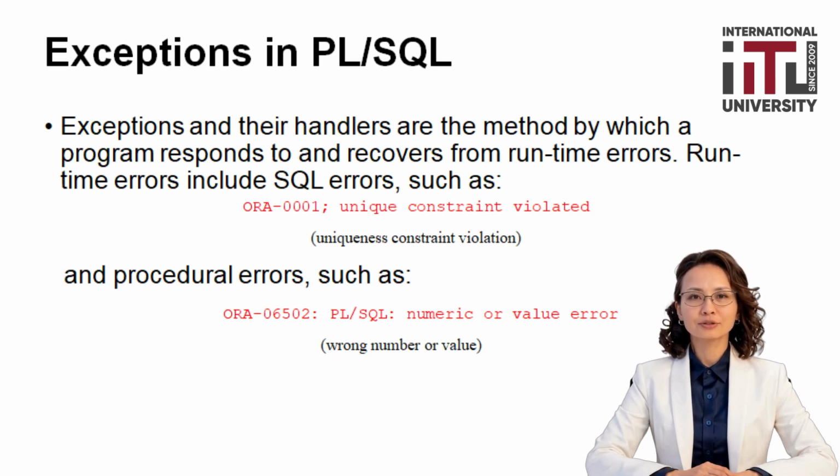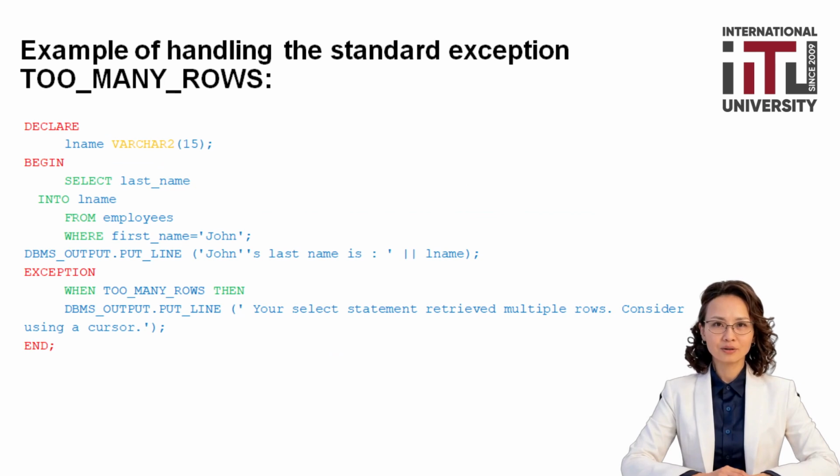In this PLSQL block, we declare a variable name to store a last name. Then we select the last name from the employees table where the first name is John and store it into LName. The result is displayed using DBMS_OUTPUT.PUT_LINE.